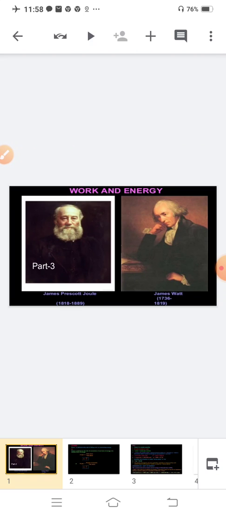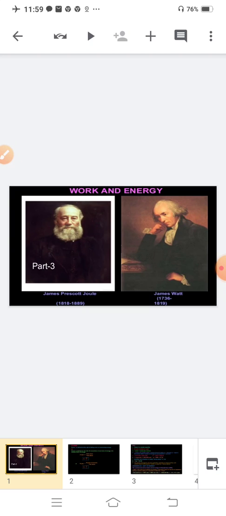What do you mean by work? In physics terms, work is said to be done when you apply force and some displacement takes place. That means by applying force, if displacement takes place, then in terms of physics we can say that work is done. Clear? And what do you mean by energy? Energy is the ability to do work.